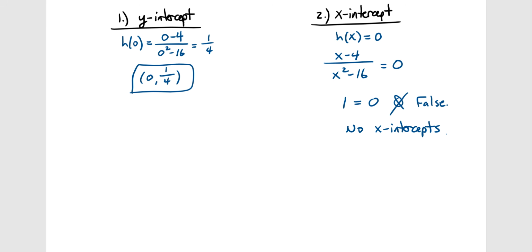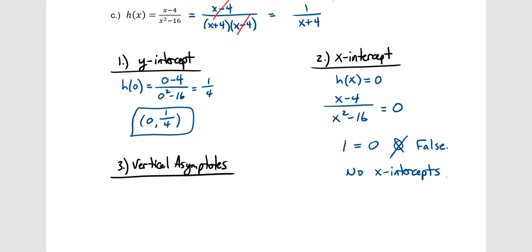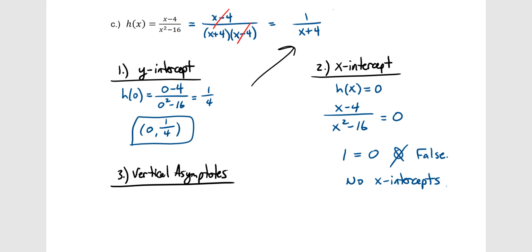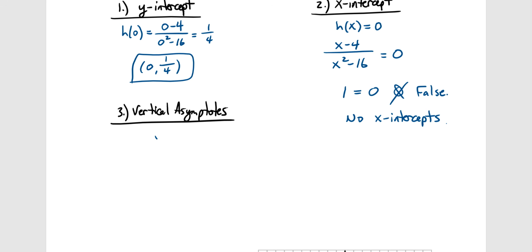Okay, next for the vertical asymptotes, we set the simplified denominator, which is x plus 4, equal to 0. So we get x plus 4 equals 0. Solve it for x. We get x equals -4 when we subtract 4 on both sides. So there's our vertical asymptote.